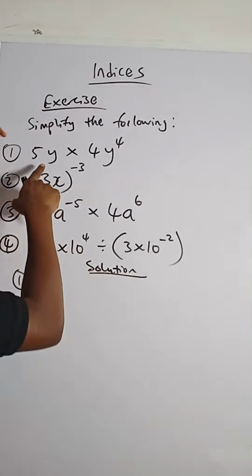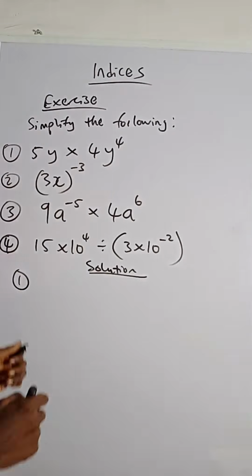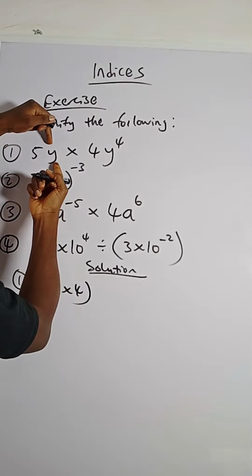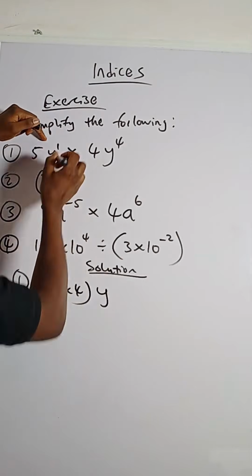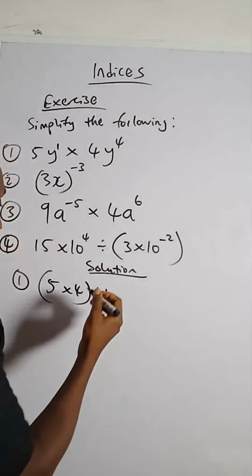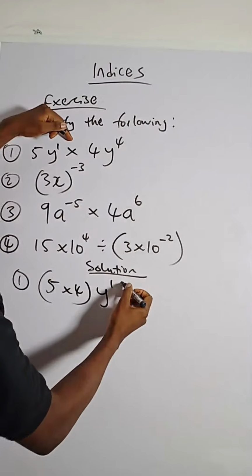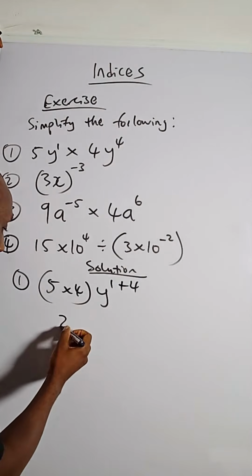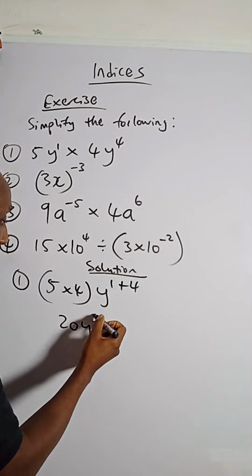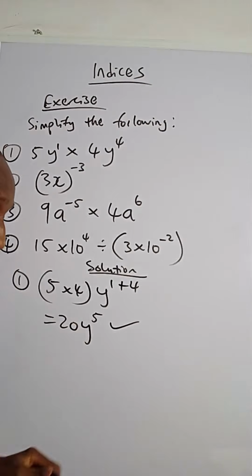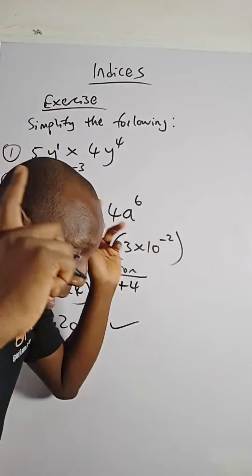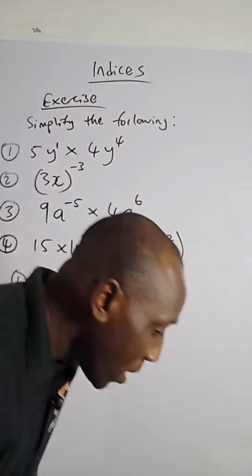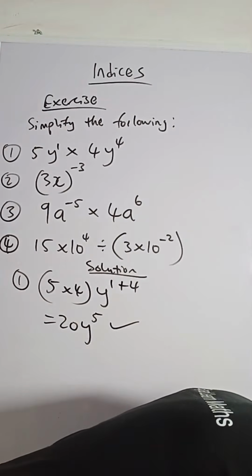So for number 1, you are right. You multiply 5 and 4. That will be 20. So you do 5 times 4, and then you apply the law of indices here. This is y. There's an exponent of 1, even though it's not written. So 1 plus 4 is 5. 5 times 4 is 20, so you have 20y raised by 5. This is the answer to number 1. For those of you that said this, you are correct. You are very, very correct.